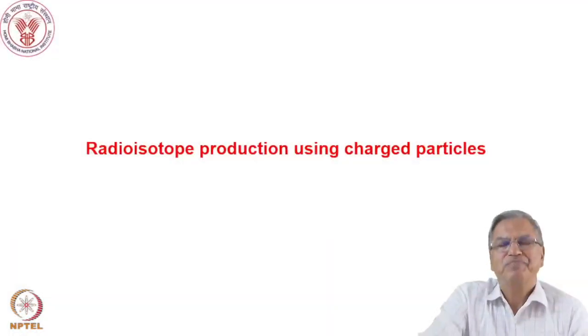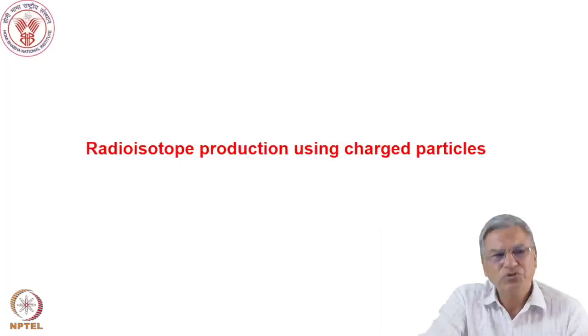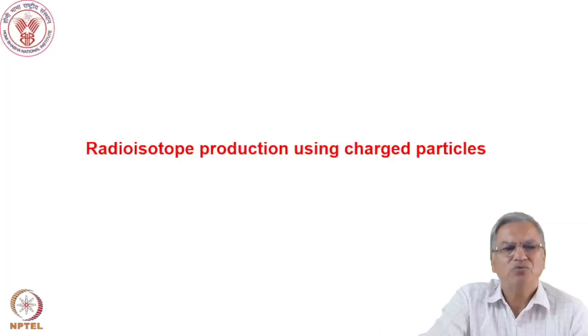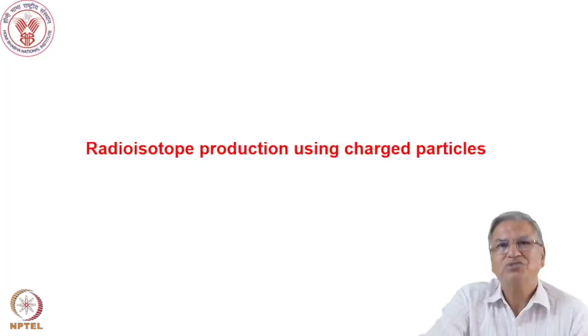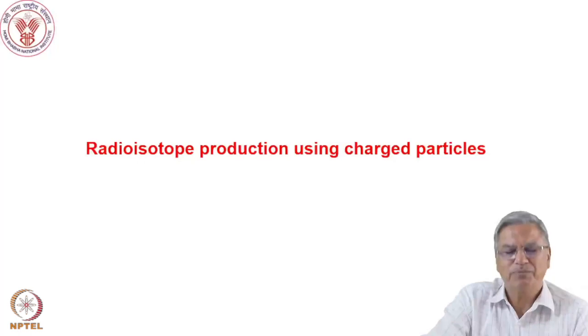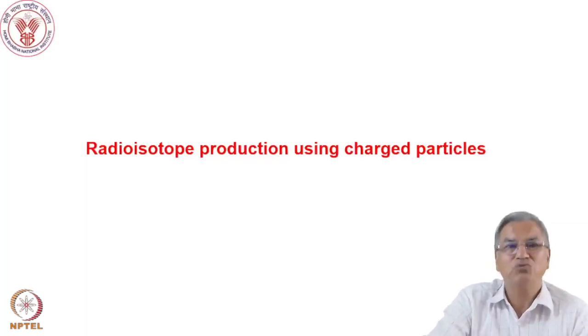Hello everyone. In the previous lecture, I discussed the production of radioisotopes by irradiating targets with neutrons, and also how you can produce carrier-free radioisotopes by different means. In this part, I will discuss radioisotope production using charged particles, and also some other aspects of radioisotope production, like how radioisotopes are handled after irradiation, and, particularly in the Indian context, the mechanisms and processes by which radioisotopes are produced and supplied to the users.